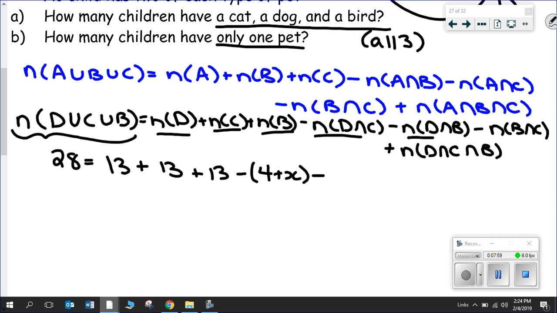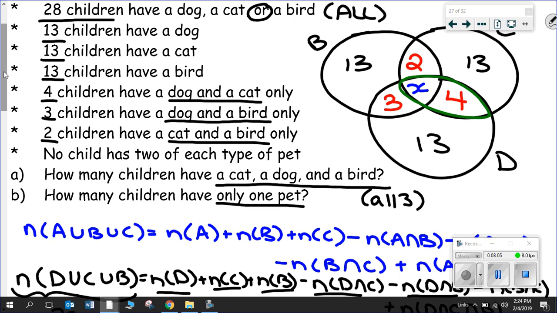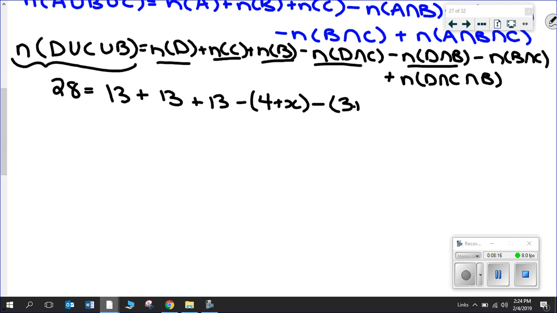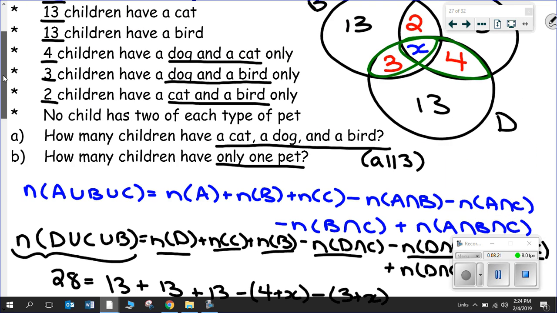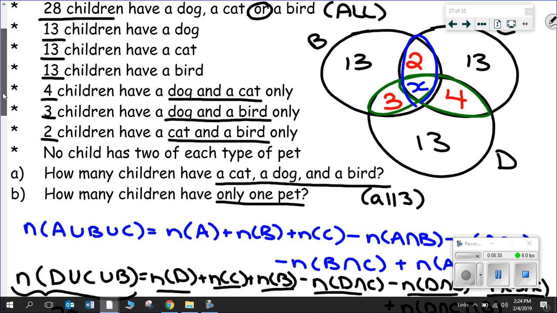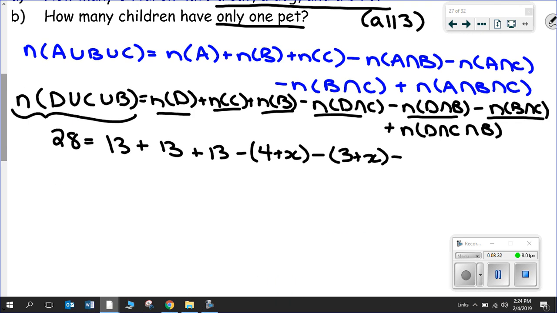Now I go to dogs and birds. So if I go back up, dogs and birds is this part right here. The 3 and the X. So I need to subtract off all of that, the 3 and the X. Now on to the birds and the cats. So that is this intersection right here. The birds and the cats. The 2 plus the X. And then I need to add the intersection in the middle, which was my X.